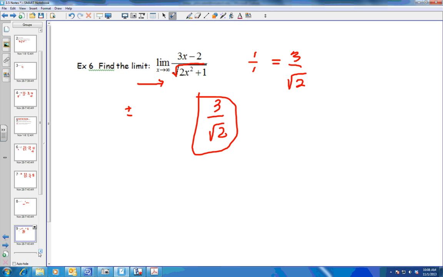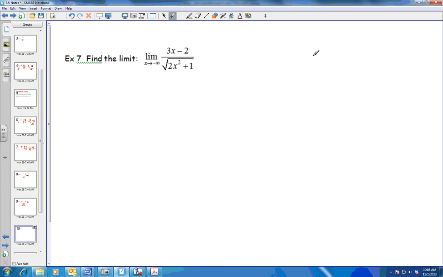But look at example 7. Example 7 is the same exact problem, okay? But I'm going to negative infinity this time. So my degrees are the same, so I need to take the ratio of the leading coefficients. But this time it's going to be negative 3 over the square root of 2 because I'm going to negative infinity. All right, so for the ones that involve a square root sign, you need to look at whether you are going to positive or negative infinity, and that will determine the sign of your answer.